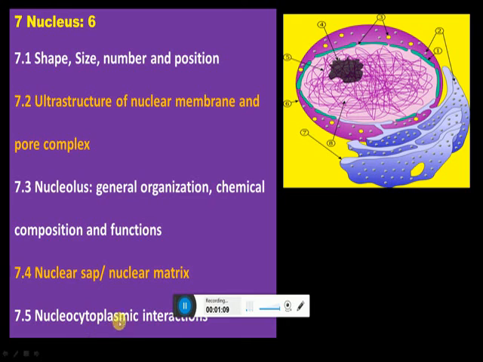This point we are going to see in the next lecture, that is lecture 7th, as a separate part, although it is from the chapter nucleus.